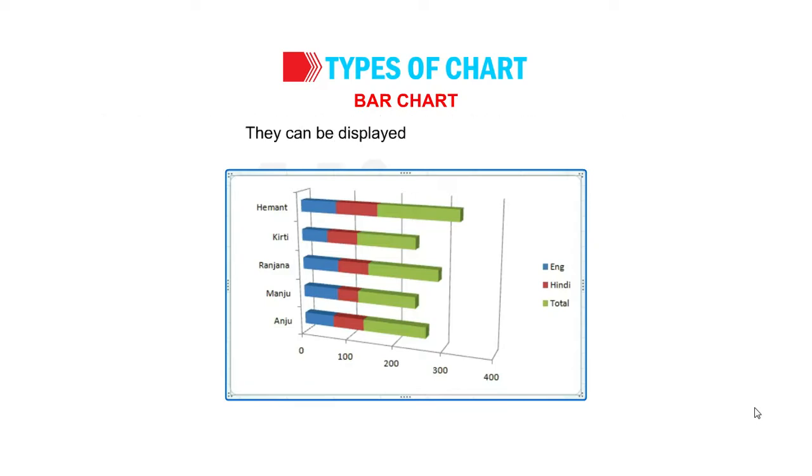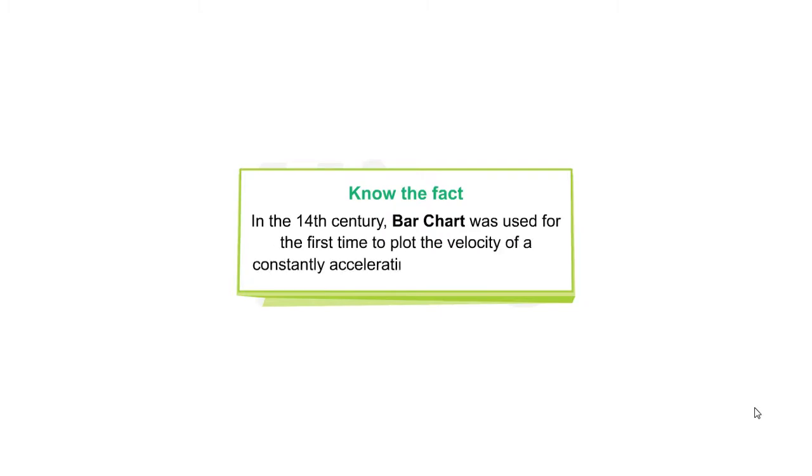They can be displayed as 2D or 3D graphics. Students note the fact: in the 14th century, bar chart was used for the first time to plot the velocity of a constantly accelerating object against time.